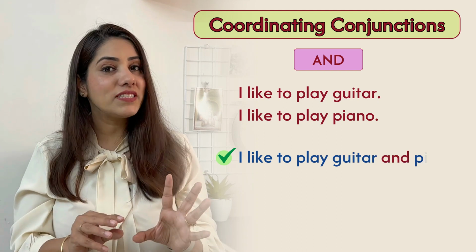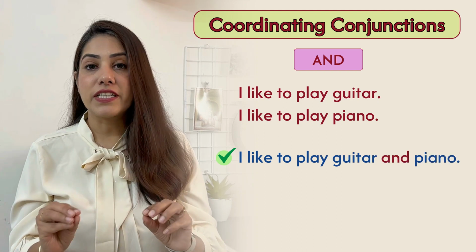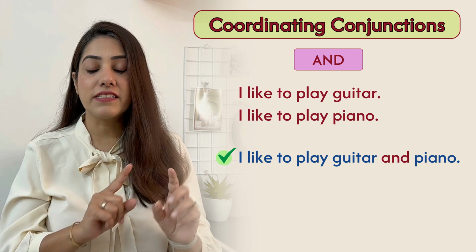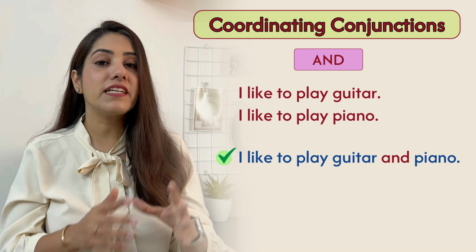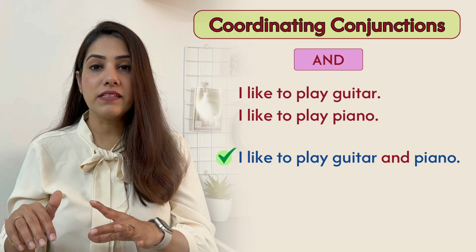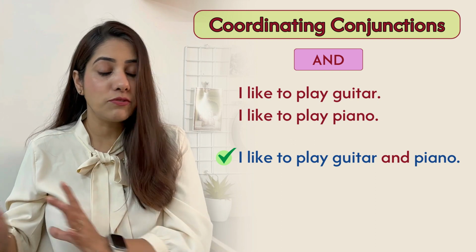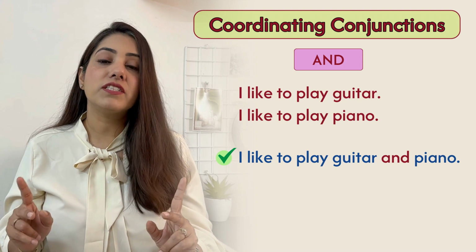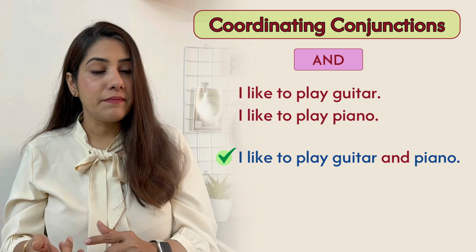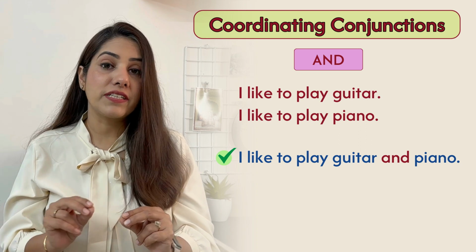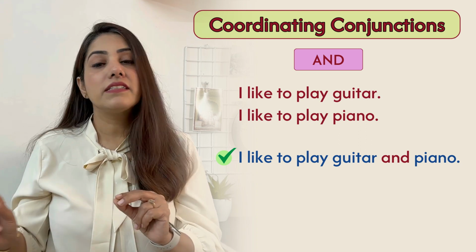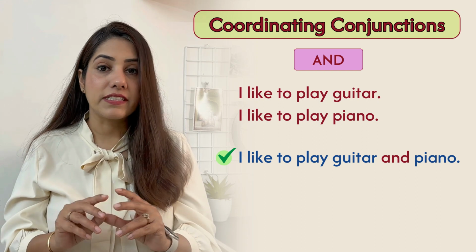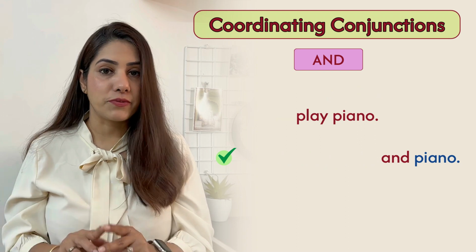Notice here that we have taken the "I like to" part. We are not repeating it again. Say if we say I like to play guitar and I like to play piano, no, we are not going to repeat the similar parts, but we are just simply omitting them and using the conjunction and to pair the two nouns that we are talking about, guitar and piano, right?